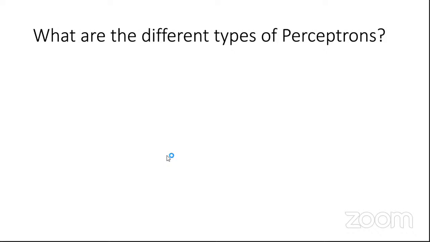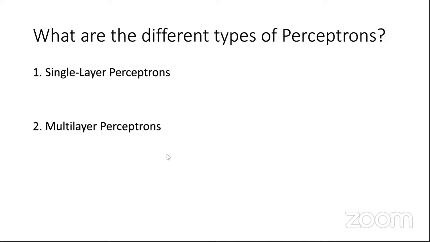Okay, I will be giving the solution. Types of perceptrons: single layer perceptron. If we have a single perceptron, then it is called a single layer perceptron. If we have many perceptrons, then we can call it a multi-layer perceptron.